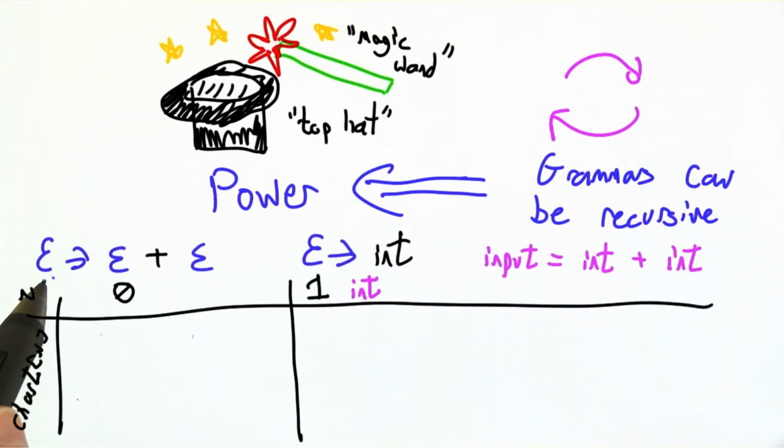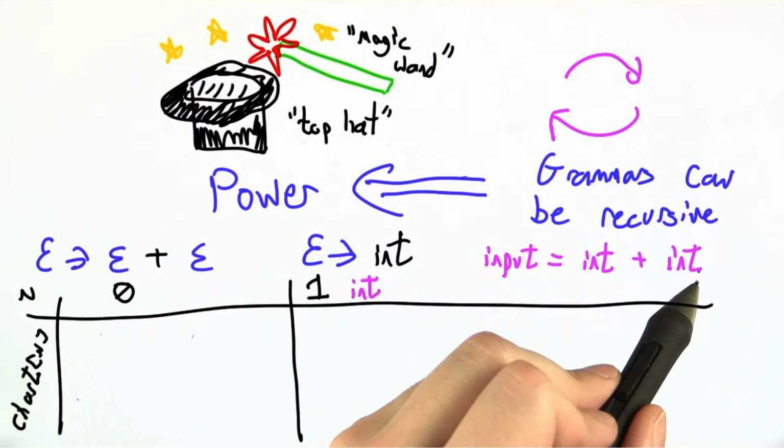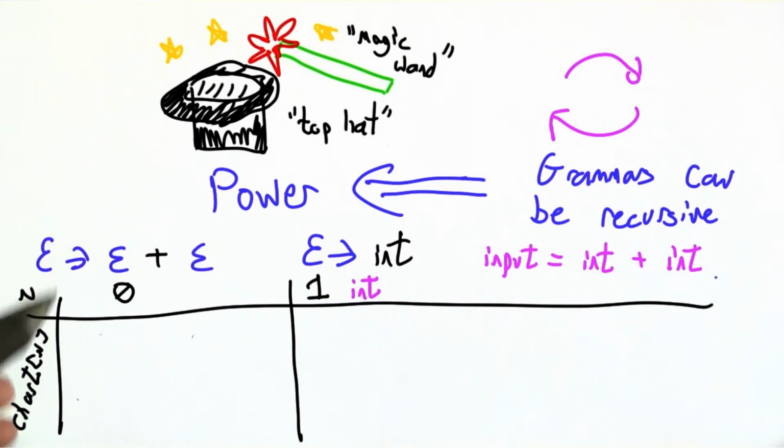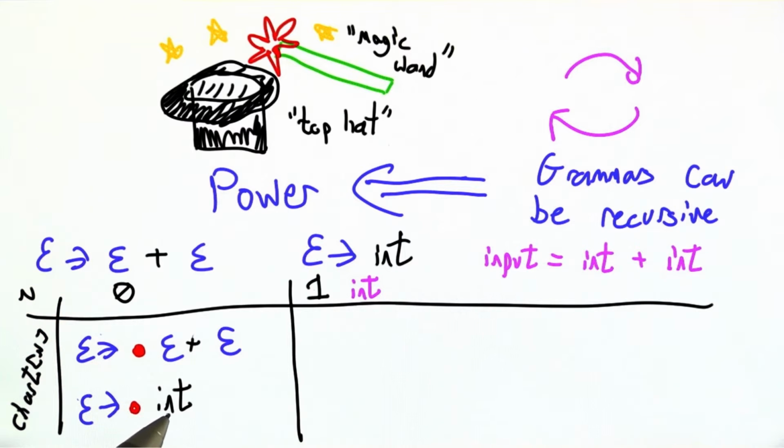So here's a grammar we've seen before. E goes to E plus E, or E goes to int. Our input string is int plus int. And I'm going to start filling out that chart that shows us what parsing states we could be in if we've only seen a subset of the input. So if we've only seen 0 tokens, then we could either be looking for E plus E or we could be looking for int. Those are our 2 grammar rules, but we haven't seen anything yet. There's nothing to the past, everything is to the future.